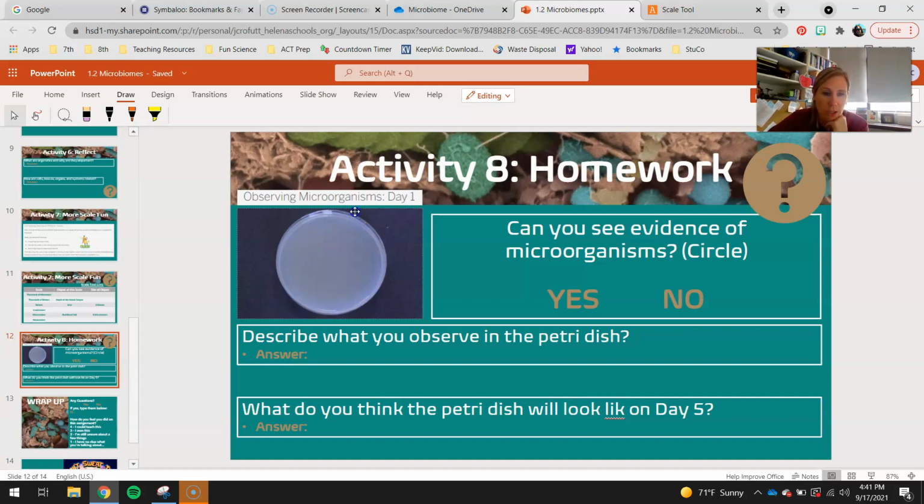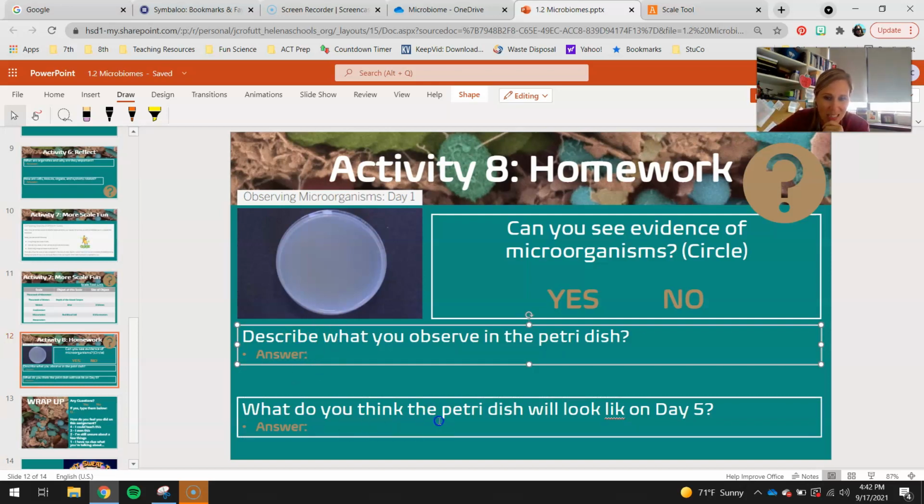So your question to answer is, can you see evidence of microorganisms? I'm not asking if you think microorganisms are there, but can you see evidence? Use your draw tool to circle yes or no. Describe what you observe in the Petri dish. Once you get your microorganisms plated come Wednesday, you are going to have to give a good description every day for a week. So make sure you do a good job practicing here.